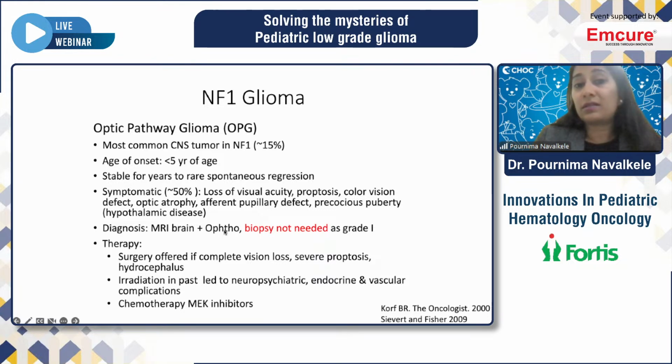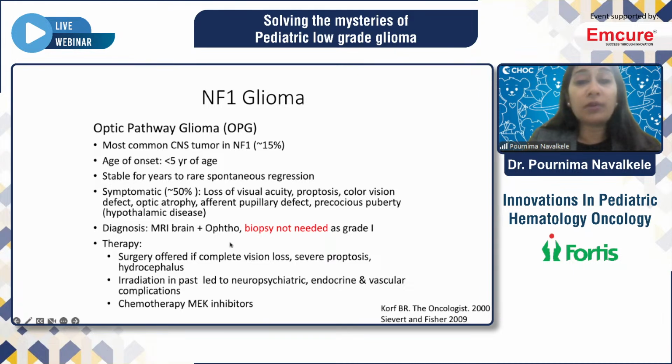This is the specific type of tumor where you do not need the patient to undergo a biopsy in order to prove that it's a low-grade glioma. The characteristic features on the MRI and the abnormal ophthalmologic exam will suffice, and this is typically termed grade 1 or low grade. As for treatment, surgery is only offered if there is complete visual loss with severe proptosis or hydrocephalus symptoms. So typically surgery is not the way to go.